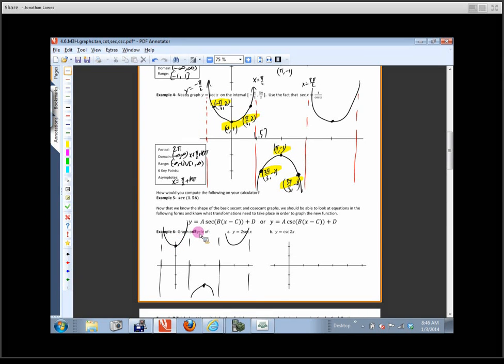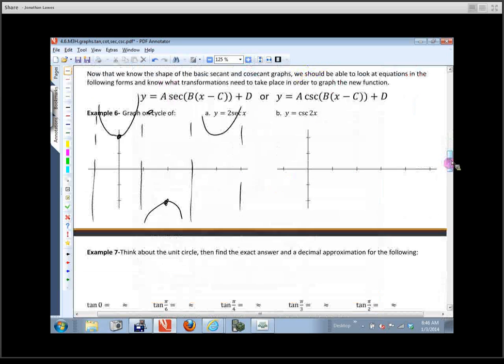Okay? I would be fairly happy if you could come up with where the asymptotes are and label this point right here and this point right here. So this point right here is at (0, 2). This point right here is at (pi, -2). And where's this asymptote? -pi halves, 3 pi halves. Okay? We've graphed one cycle of 2 times the secant of x.